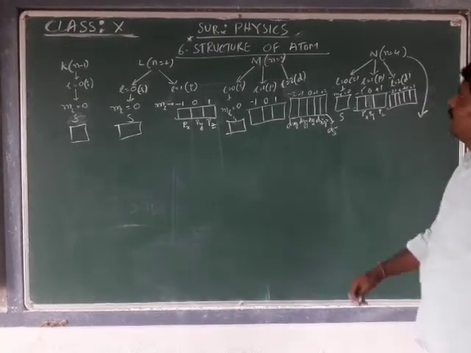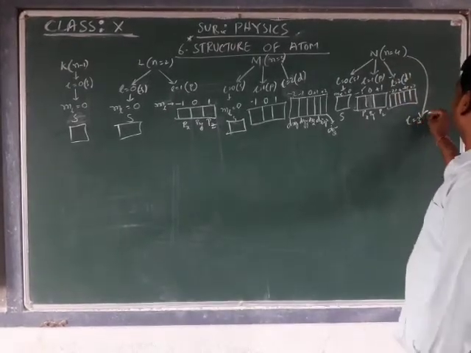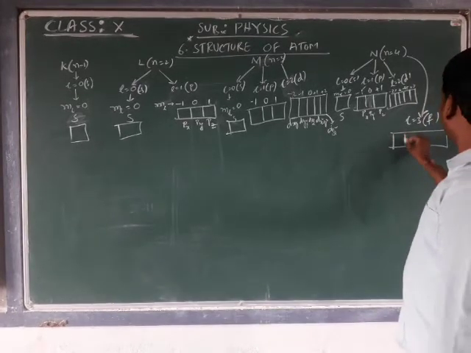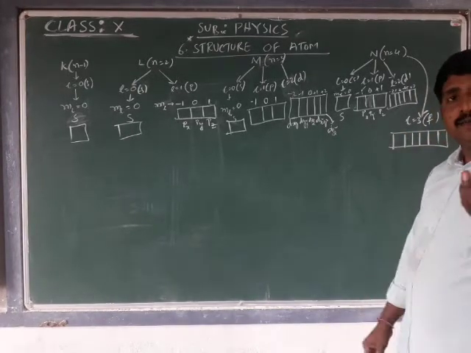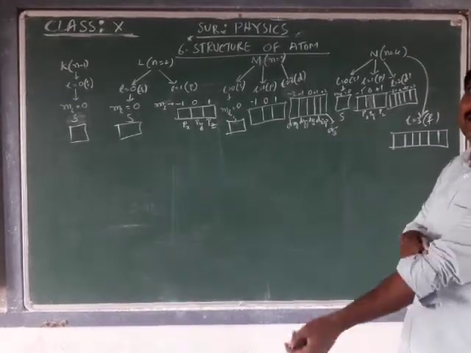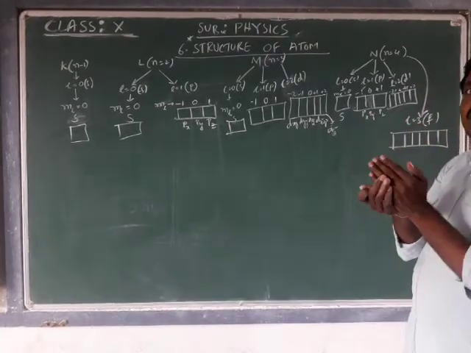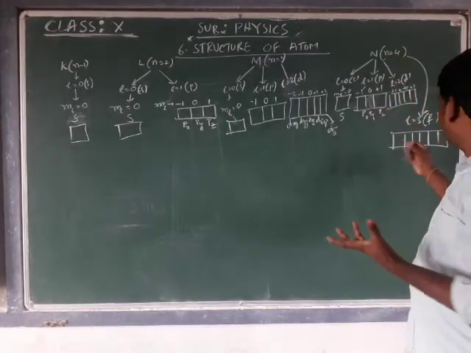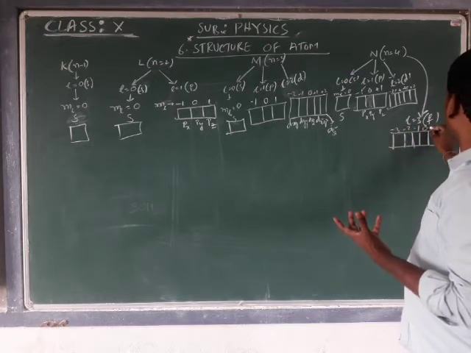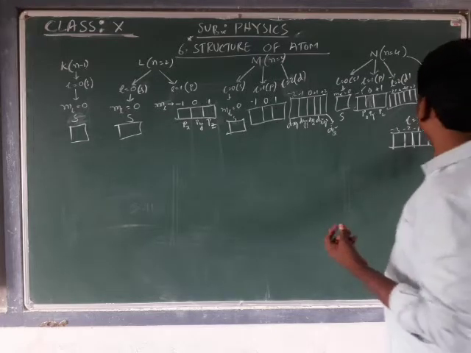Again, as n is equal to 4, we have L equal to 3, that is the F subshell. It consists of 7 ways in which it can be oriented, but as there is no particular shape, the remaining space of the n shell is considered as F. The ml values are minus 3, minus 2, minus 1, 0, plus 1, plus 2, plus 3. 7 orientations are there.